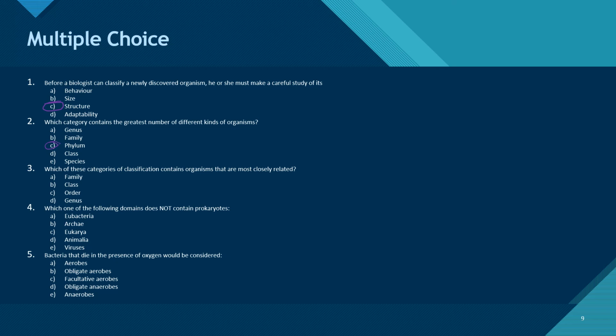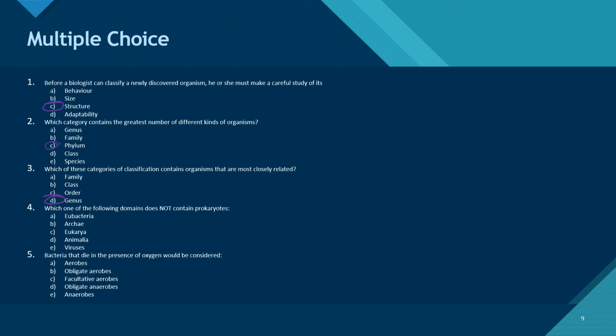Which of these categories of classification contains organisms that are most closely related? The way I like to think of these is, which is the closest to the bottom? If we think about kingdom, phylum, class, order, family, genus, then genus is the one closest to the bottom, which makes sense because the closer you are to the bottom of that list that we made, the more things you're going to have in common with those organisms.